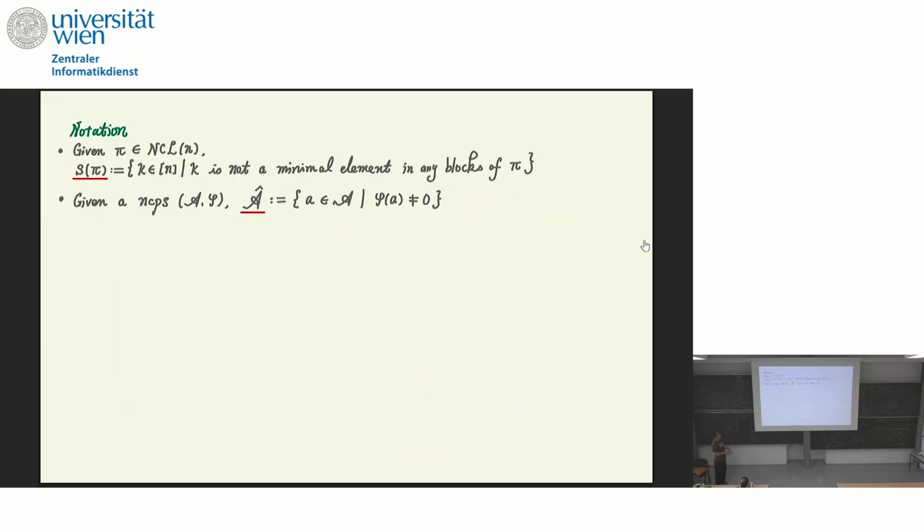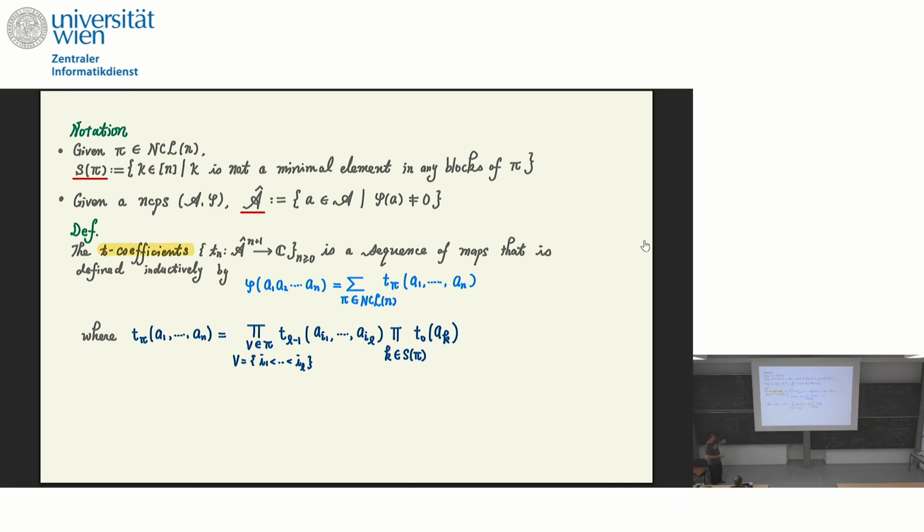Then let's start to define the T coefficient, what we are looking for. First, I'm introducing two notations. One is S: if you're given a non-crossing linked partition, then S of pi is the set of elements k in 1 up to n where k is not a minimum of any block. The second one collects the elements, the random variables, that are not centered. And then the T coefficient is defined in the following way: T_n is a sequence that satisfies this condition.